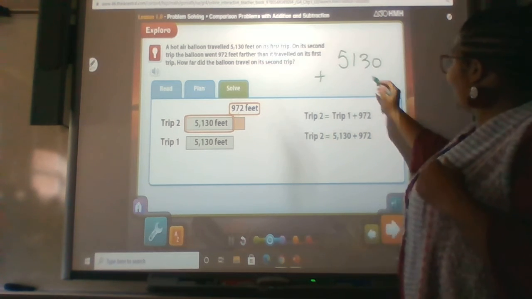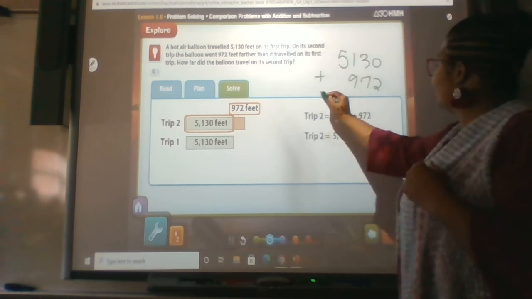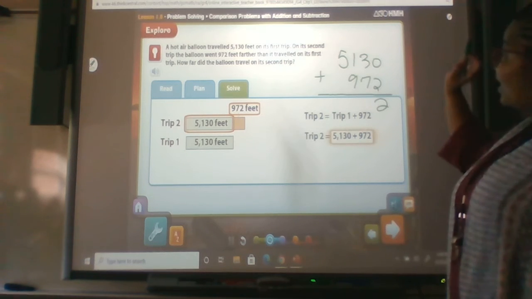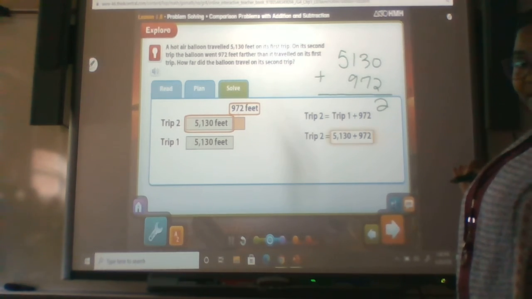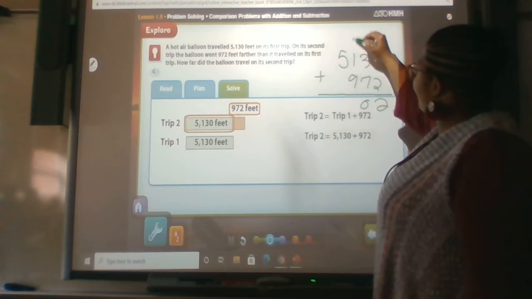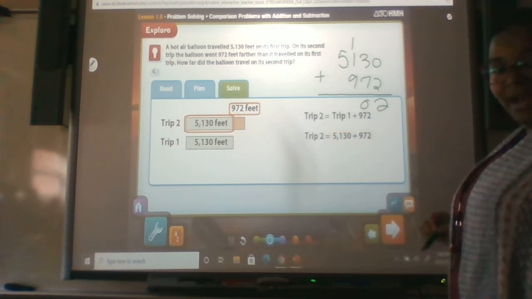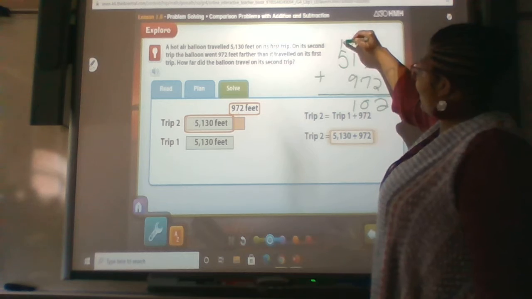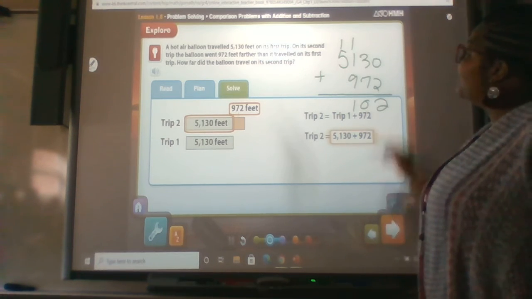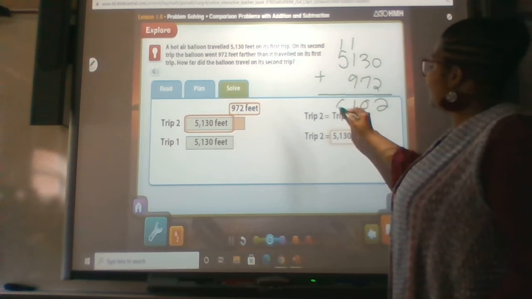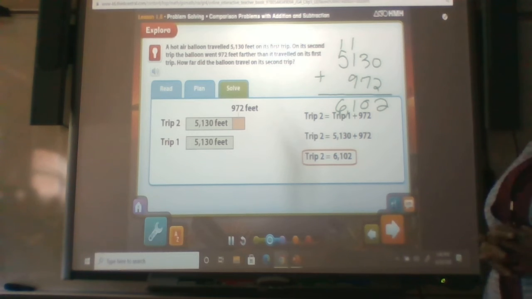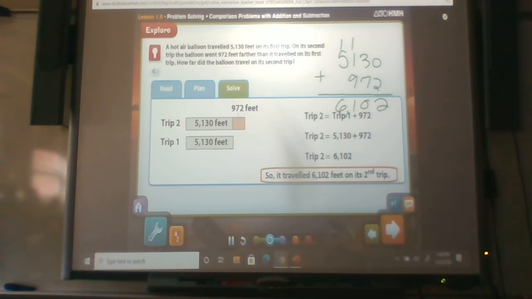5,130 plus 972. I know that 0 plus 2 equals 2. 3 plus 7 is going to give me 10. Write my 0 and carry my 1. 1 plus 9 is 10, plus 1 is 11. Write my 1, carry my 1. And then, boys and girls, 1 plus 5 equals 6. Good at it, boys and girls. 6,102. So it traveled 6,102 feet on its second trip.